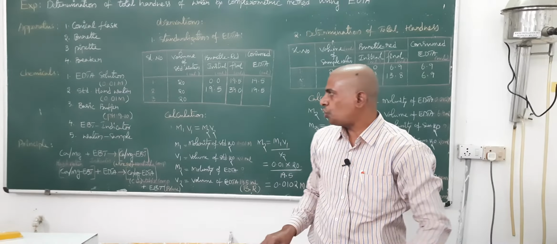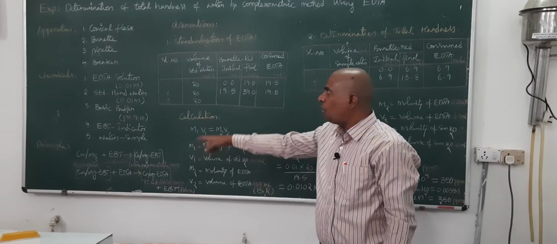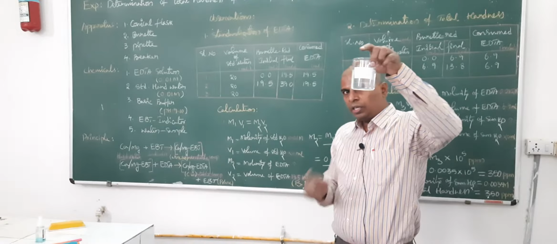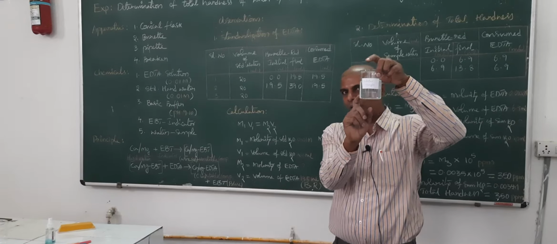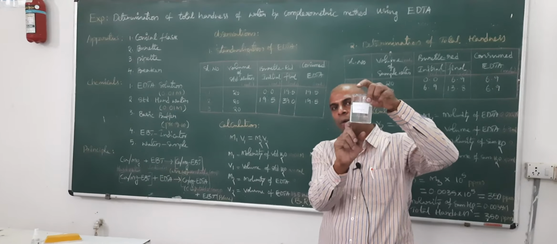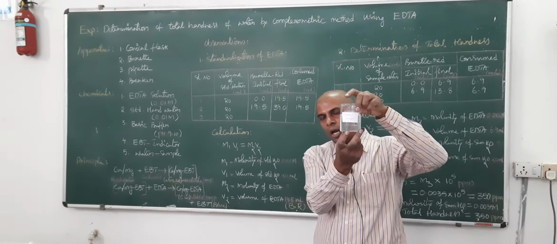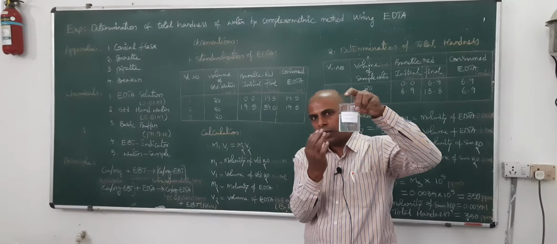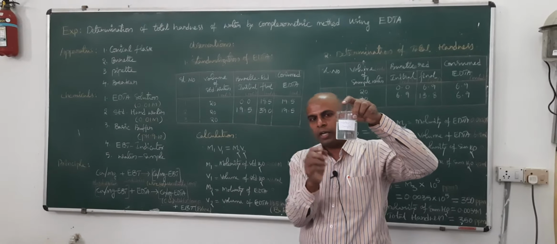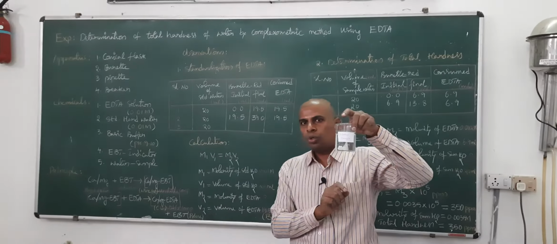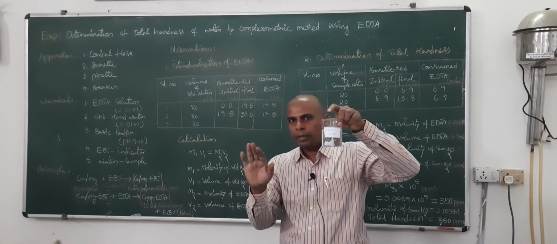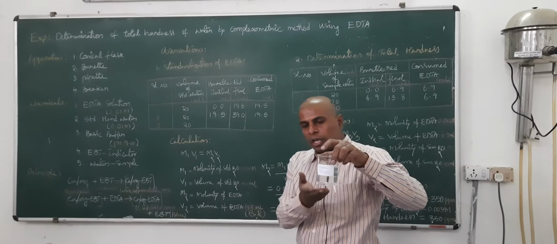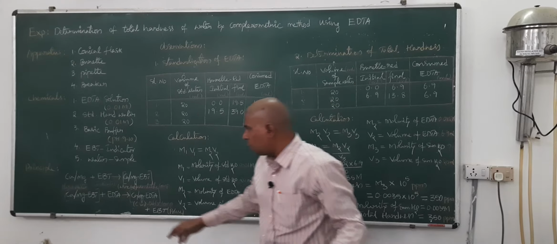Next, the principle involved in this experiment is that the water sample we are taking has hardness, and we are going to determine this hardness, that is total hardness, because we have three types of hardness. One is temporary hardness, second is permanent hardness, third is total hardness. We don't estimate temporary or permanent hardness; we are going to estimate total hardness, that is hard water.